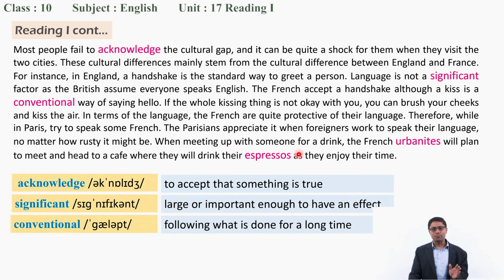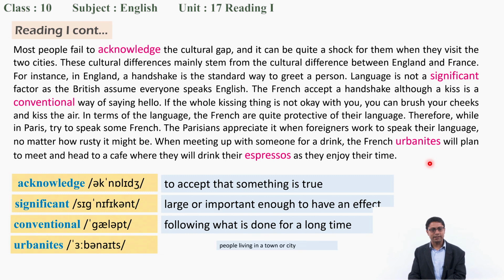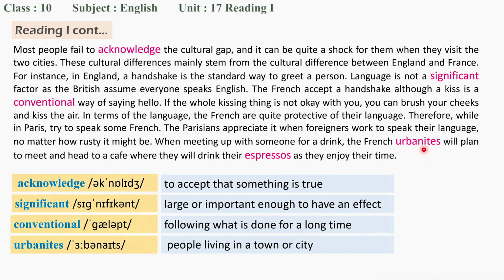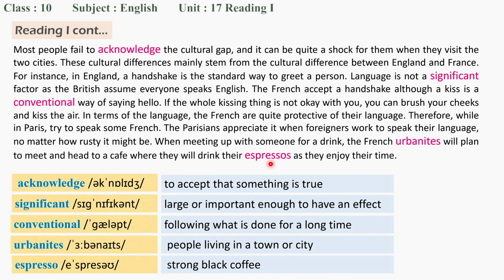When meeting up with someone for a drink, the French urbanites, means people living in urban area, town or city, plan to meet and head to a cafe where they will drink their espresso as they enjoy their time. So when they are meeting a new person, they prefer to go to the cafes and there they drink espressos. Espressos means strong black coffee. They prefer to drink it.